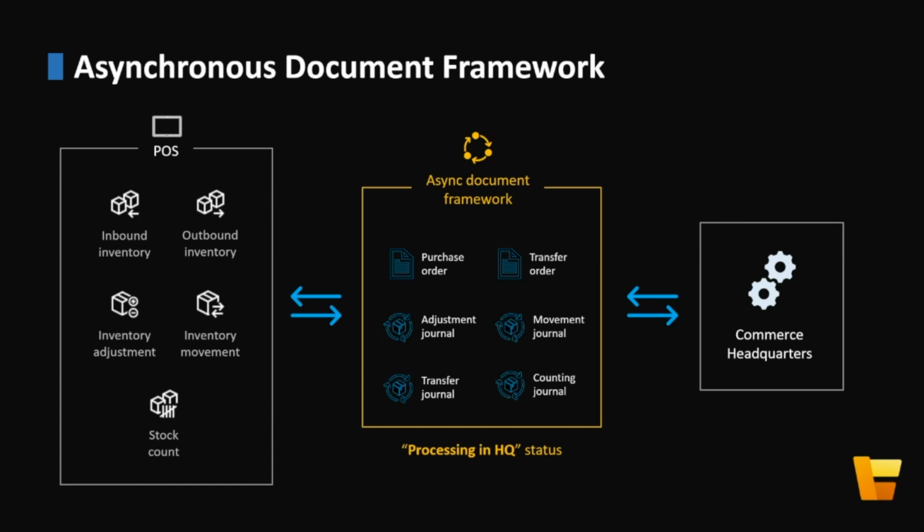By utilizing this processing framework, after you submit an inventory document or request from point of sale operation to headquarters, that document will be initially placed in the processing in HQ status. And you don't have to wait for its completion. You're free to move on to other tasks, for example, to help customers with the sales transactions while the processing occurs in the background. And you can come back to check the status of the document in the corresponding POS inventory operation. If a document processing fails, then POS users will have a chance to make a correction to it as needed and then retry the submission.